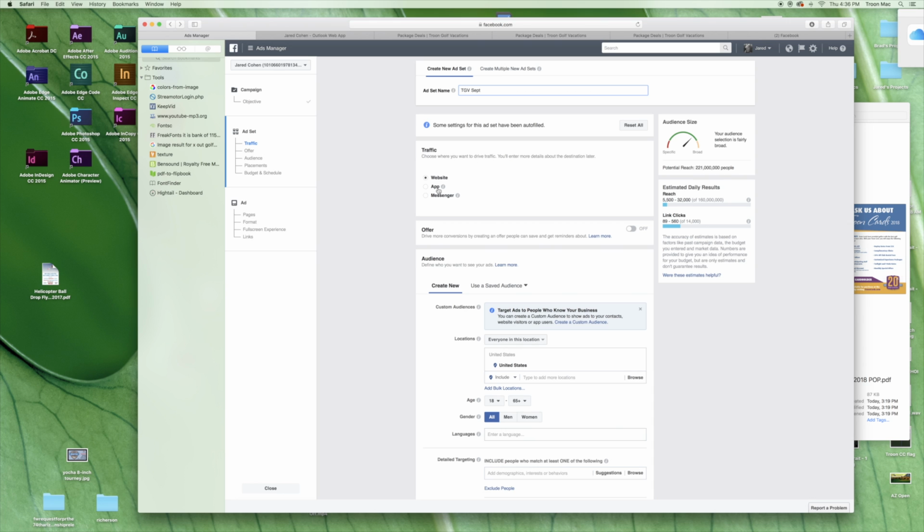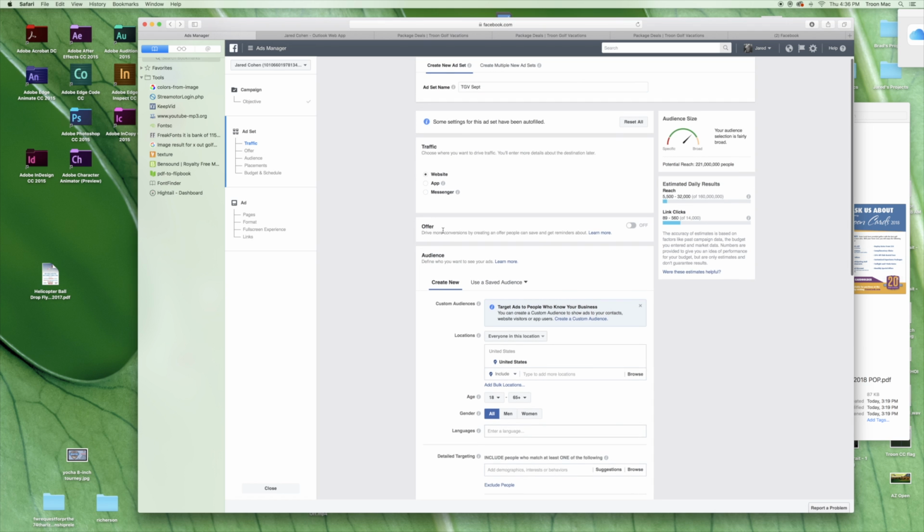So here's the first thing that they ask us to decipher. We're directing traffic to a website with this, not an app, not a messenger. You can drive ads through Facebook Messenger. I have not really experimented with that much. Haven't heard a lot of success stories about it, but our underlying theme here is we're directing people to our website. So we'll make sure that website is clicked right there. Next is an offer. We can drive more conversions by creating offers. It's a little pop-up that can happen within your ad. I have not done a lot with this, but I think it's a cool little add-on that might be worth exploring down the road.